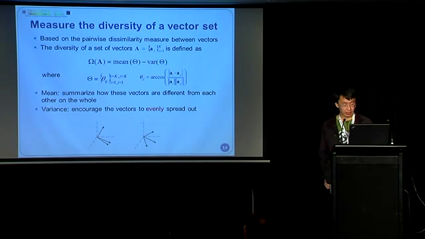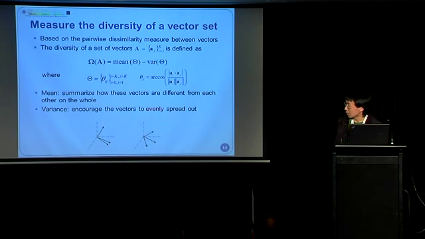After we get this pairwise dissimilarity measure, we can measure the diversity of a vector set. Basically, we take theta ij, which is the non-obtuse angle between vector ai and aj. We take all the pairwise angles. After we get this, we take the mean of all the angles and subtract the variance of the angles, which is the diversity metric of the vector set A. The mean is a summarization of how these vectors are different from each other on the whole. If the angle is large, that means the vectors are different from each other in general. The variance term is used to encourage the vectors to evenly spread out.